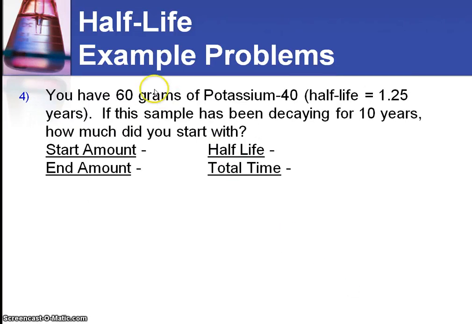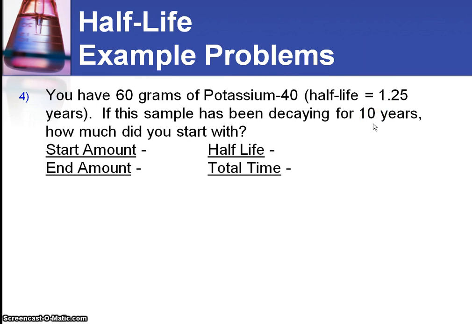And the last one's a little different because they're giving us the ending amount. So it says we have 60 grams now. How much did we start with originally? So this time you're just going to work backwards. Anytime you're given the total time and the half-life, if you divide the half-life into the total time, it'll tell you how many half-lives to do.